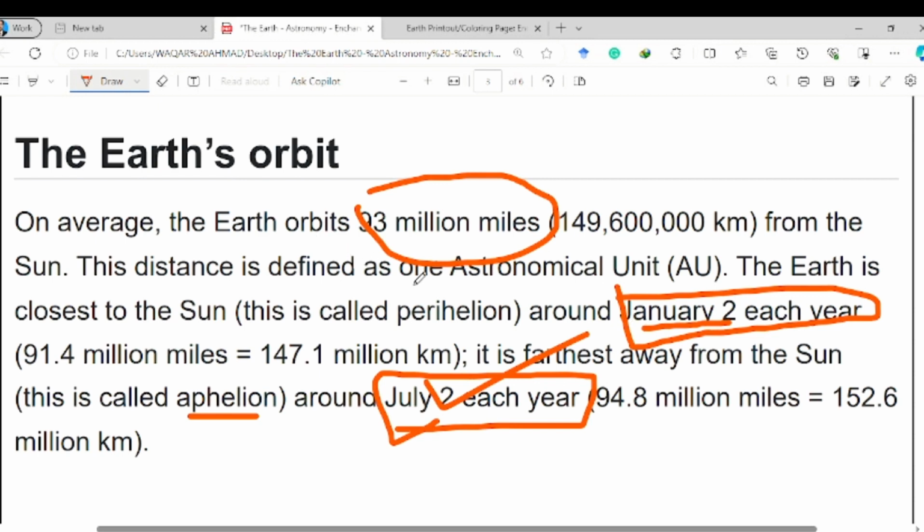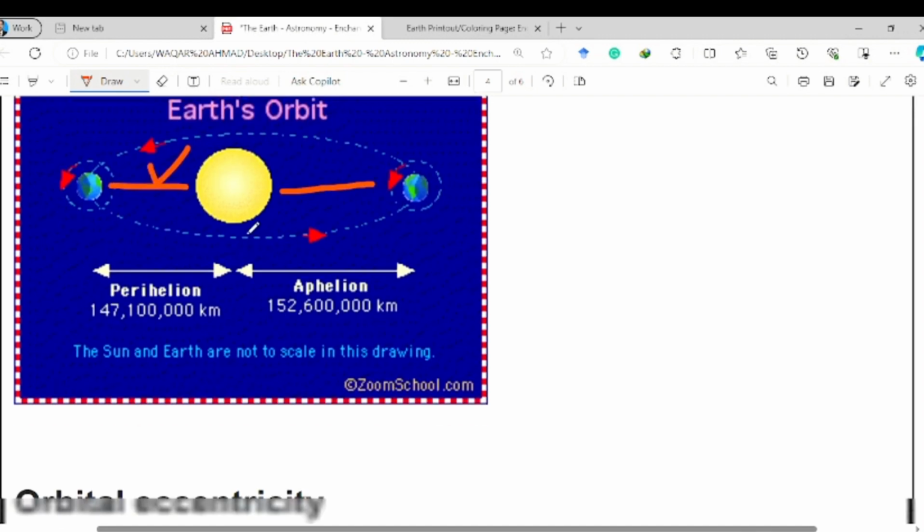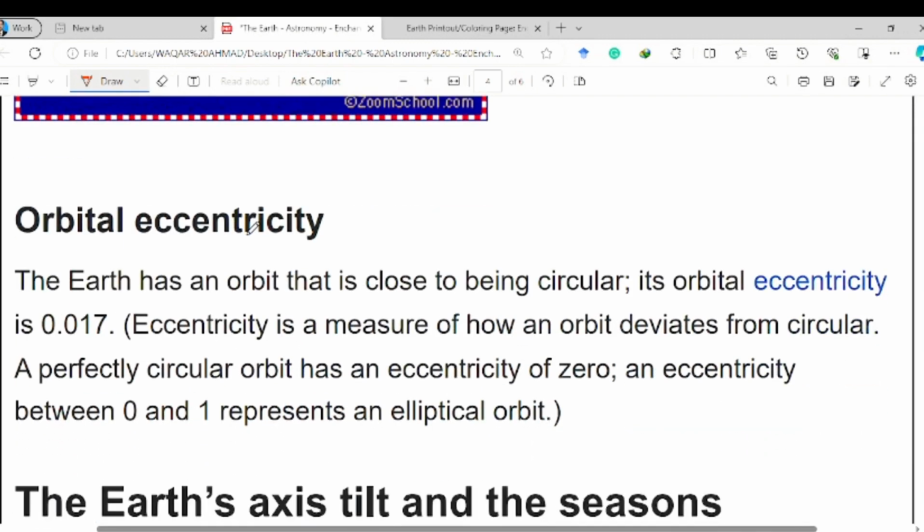And what is the terminology used here? Perihelion and aphelion. Demonstrating in that particular picture, when it is away from the Sun, it is 2 July, and each year on 2 July it is away from the Sun, and it is called the Milankovitch cycle. The Sun and Earth are not to scale in that drawing, and the graphics are only to help us visually understand the discussion.